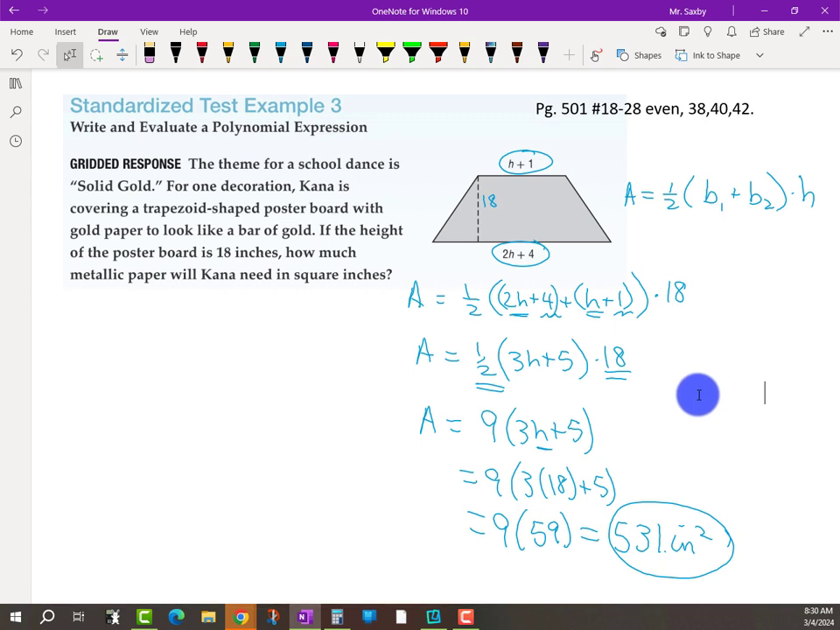Okay, so there's some examples for you. You've already done some ALEKS problems involving multiplying monomials times polynomials, so hopefully you'll be able to do these as well. So there's the book assignment, 501, numbers 18 to 28 even, 38, 40, and 42.